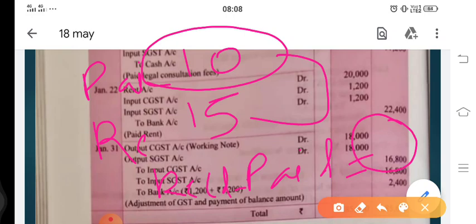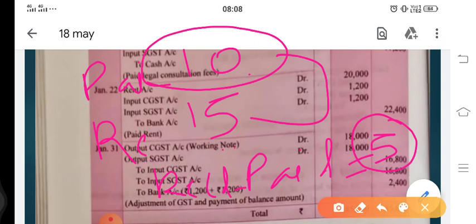So 15 received, 10 paid. 15 minus 10 comes to 5. So this is the 5 rupees that we have to pay to the government. This is the first point. Why am I mentioning GST, not CGST, not SGST, not IGST? Because they all have the same treatment.